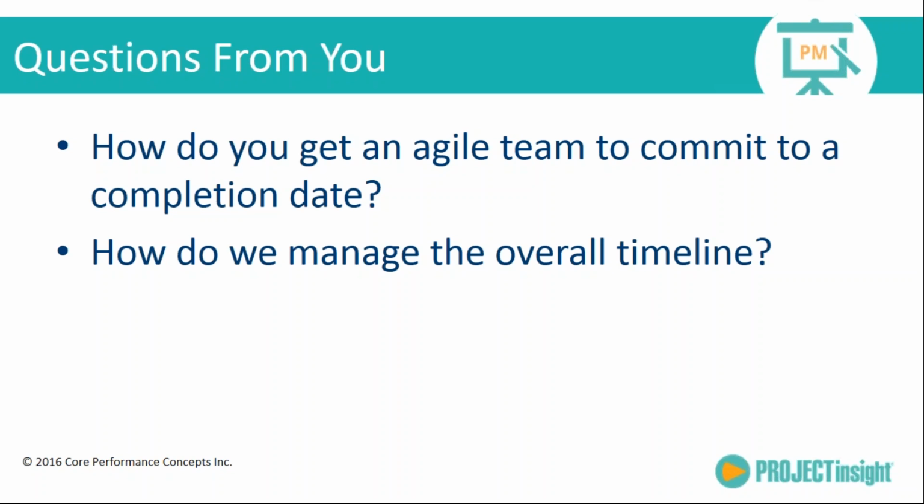So I'm going to go back to this first question here. How do you get an Agile team to commit to a completion date? Agile teams typically don't have a problem committing to what they want to deliver in a particular week. And I believe this question has to do with the end of the project. So they shouldn't have a problem with telling you what they feel that they can complete within a particular sprint.